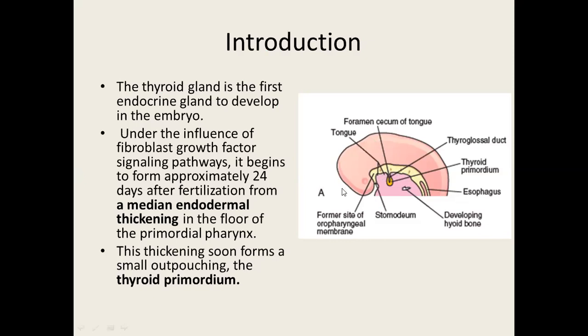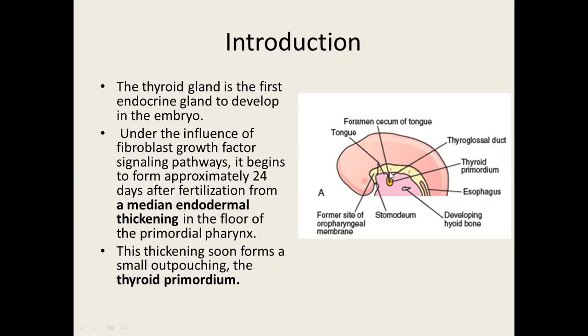This one is the lateral section or longitudinal section of the growing embryo. This one is the head end. This one is your foregut, the yellow one. So this is the endodermal lining of the foregut. It starts with a median endodermal thickening at the foramen cecum in the floor of the primordial pharynx.